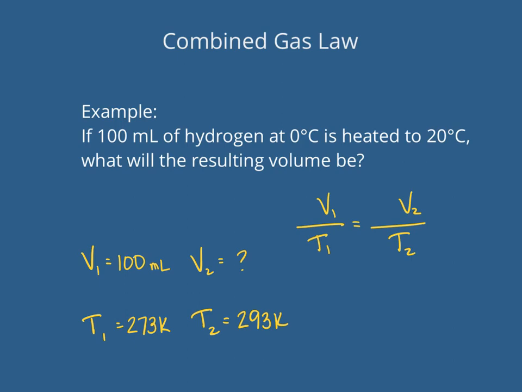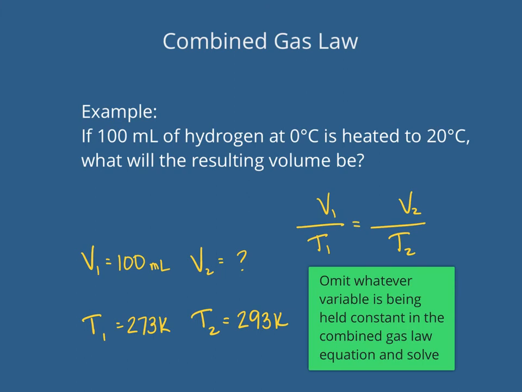V1 over T1 equals V2 over T2. With our combined gas law, if one of our variables is being held constant, we can actually just remove that variable from the equation and solve from there. We no longer need to memorize our three individual gas laws. We can just use the combined gas law for whatever equations come our way and just omit the variables that are being held constant. In this case, pressure.